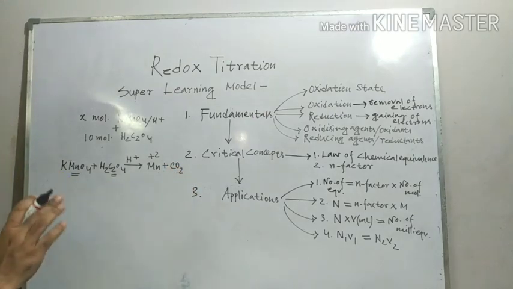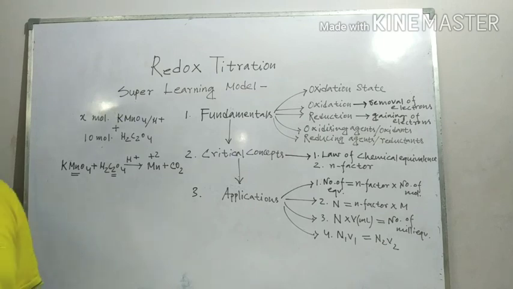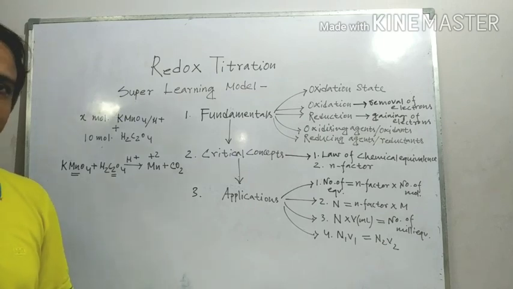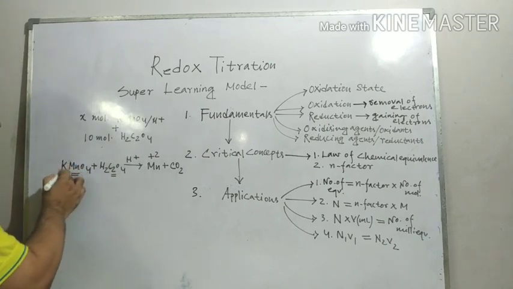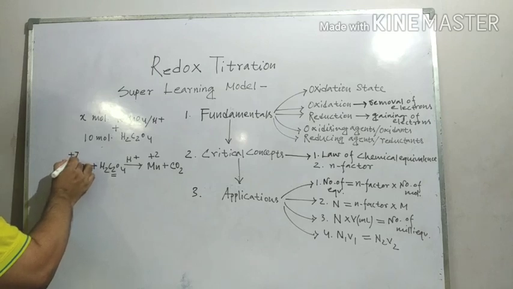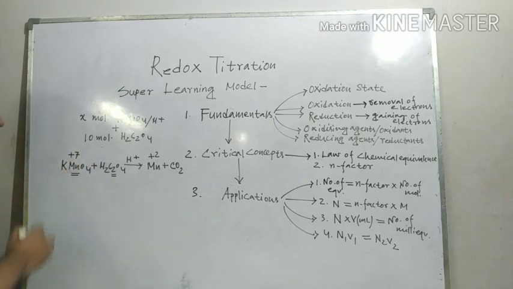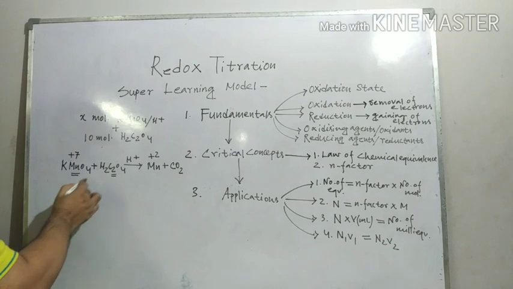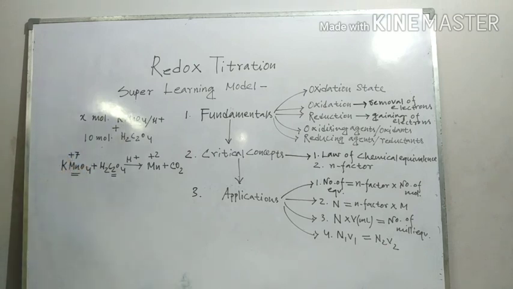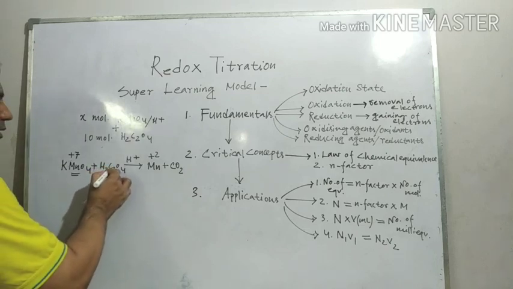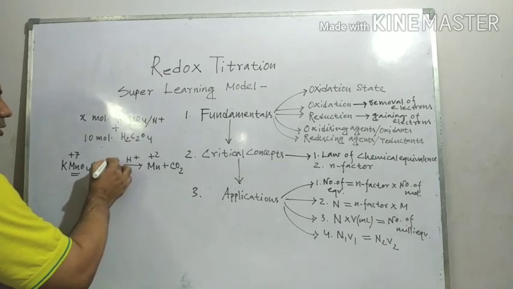So now, what is the oxidation state? Oxidation state is basically the real or imaginary charge on an element in its combined state. So here, if you calculate the oxidation state of manganese, that is plus 7, because you know that the oxidation state of potassium is plus 1, and the oxidation state of oxygen is minus 2. So the overall charge on the compound should be 0 if the charge on manganese is plus 7. Here, what is the charge on the carbon atom in oxalic acid? If you calculate the oxidation state, it should be plus 3.